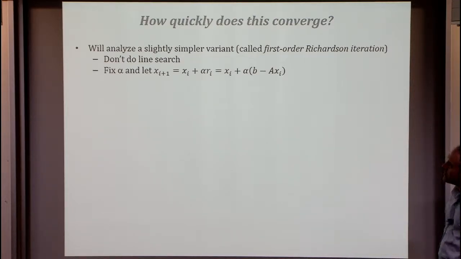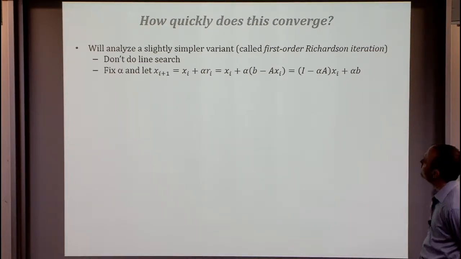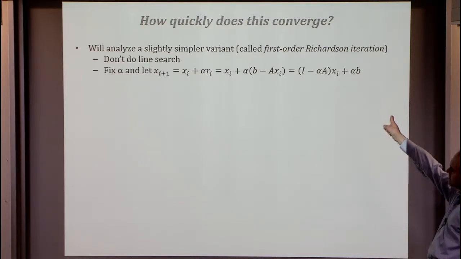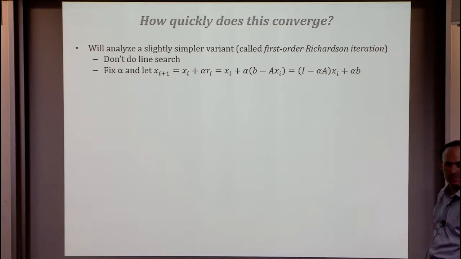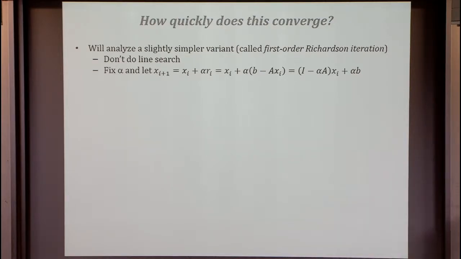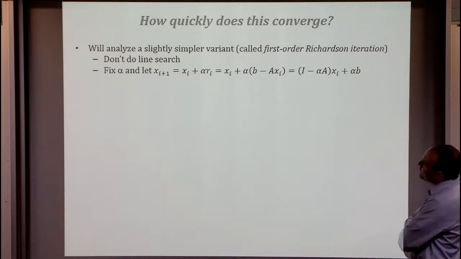So note that alpha r_i is just alpha times (b minus A x_i). We're going to play with the equations a little bit and write this as (I minus alpha A) times x_i plus alpha b. This was just a rearrangement of terms. Now what we're going to try to do is convince ourselves this converges quickly. Now we have a nice setup for the iteration, so we're just going to write out the error terms. This really is not a super deep analysis, but it will be important as we go forward.